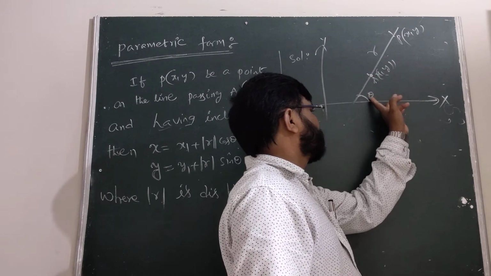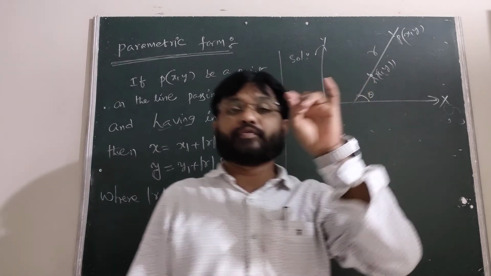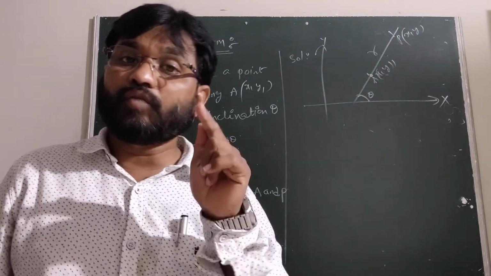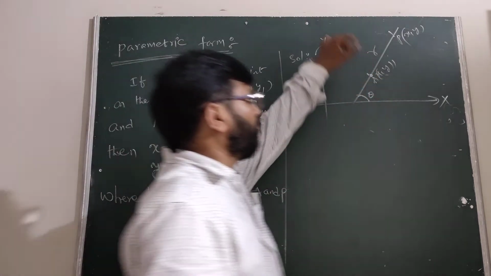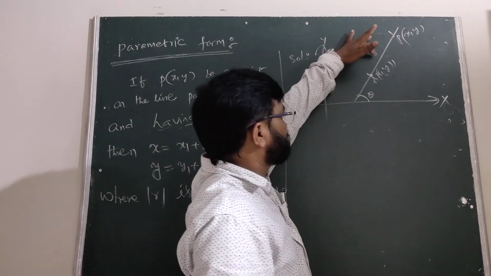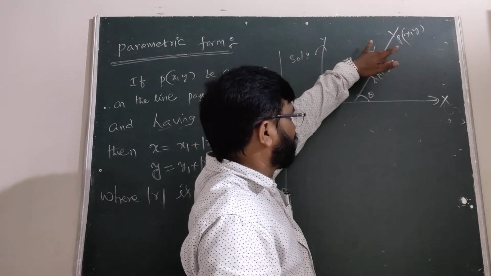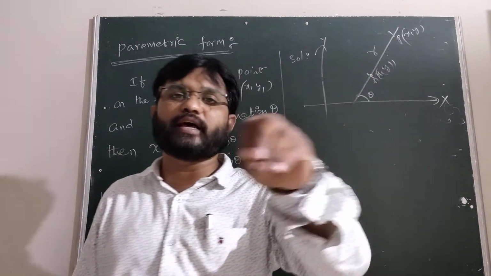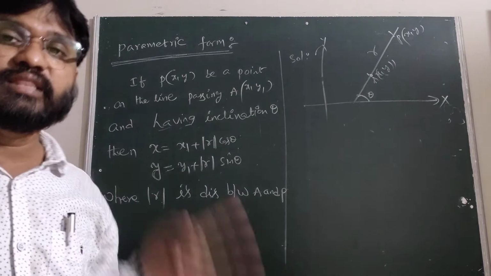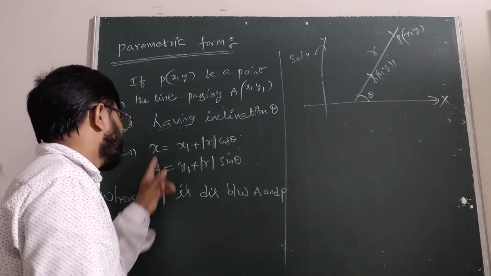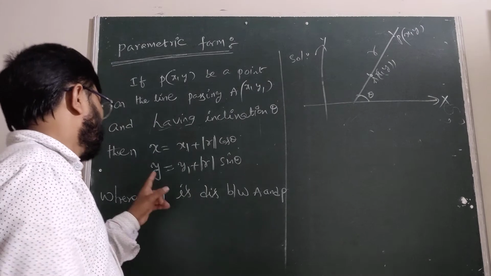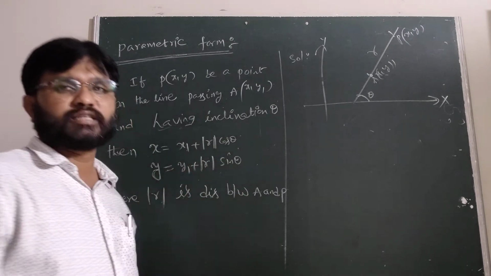The line has an inclination that makes an angle of 45 degrees with the positive direction of the x-axis. Is it clear? Find the coordinates of the point P at a distance of 5 units from the point A(1, 2) making an angle of 45 degrees with the positive direction of the x-axis. In that case, we have to take x equal to x1 plus mod r cos theta, y equal to y1 plus mod r sin theta.